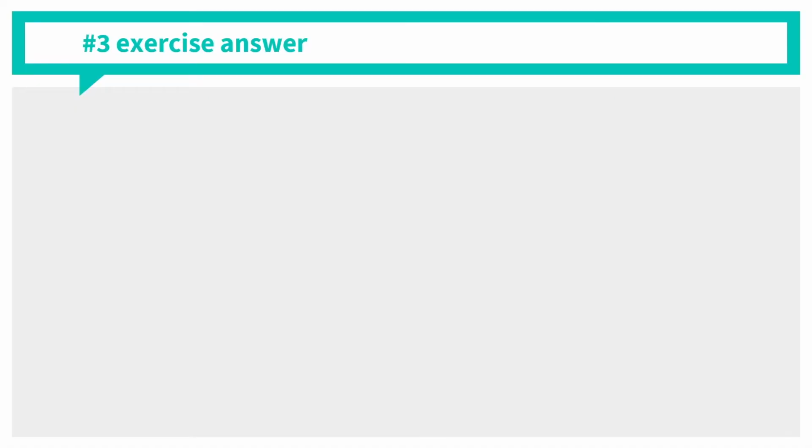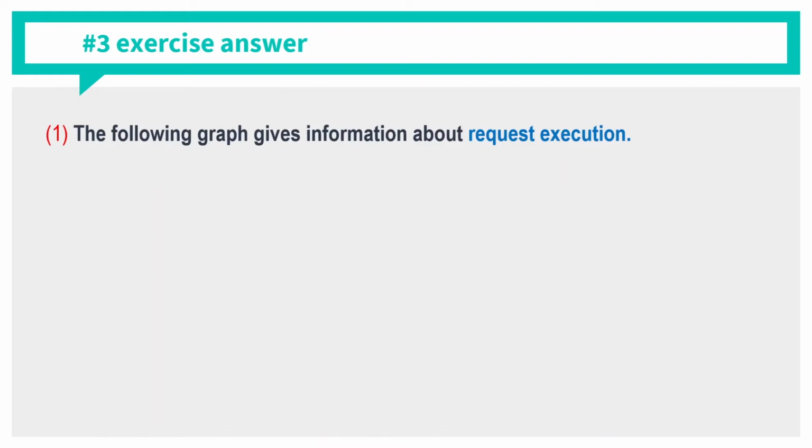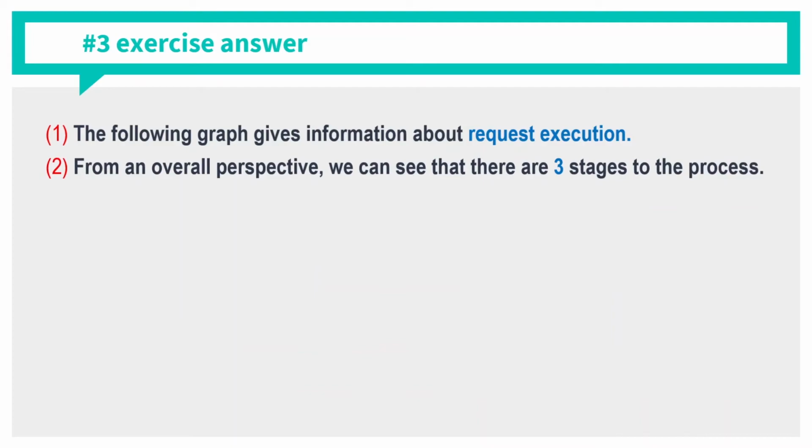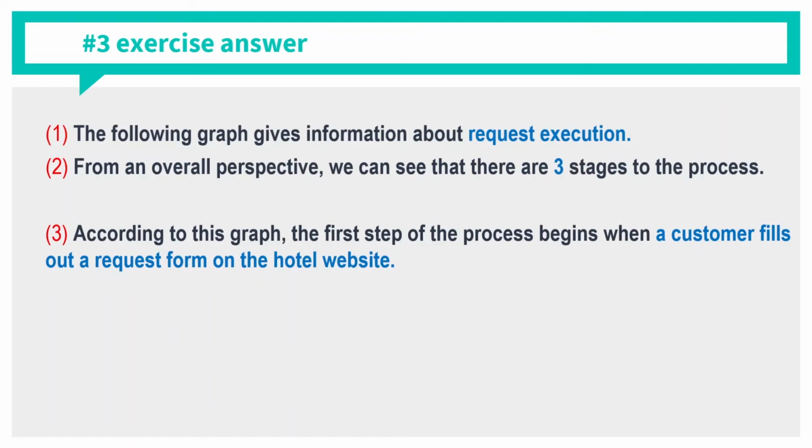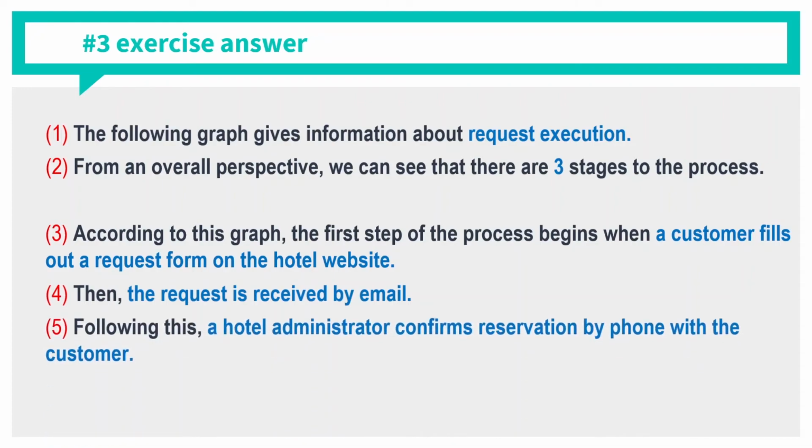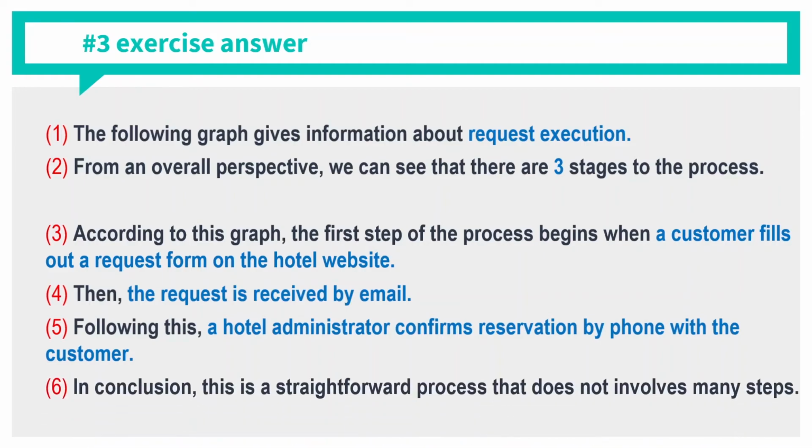Welcome back. So for this one, following our template, my response will be the following graph gives information about request execution. From an overall perspective, we can see that there are 3 stages to the process. According to the graph, the first stage of the process begins when a customer fills out a request form on the hotel website. Then the request is received by email. Following this, a hotel administrator confirms the reservation by phone with the customer. In conclusion, this is a straightforward process that does not involve many steps.